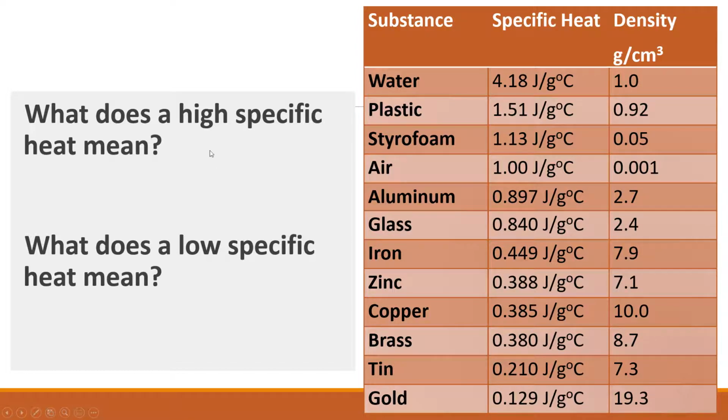So a high specific heat just means it takes, pound for pound, more energy to heat that up or cool it off. A low specific heat means pound for pound, it doesn't take as much energy. But the problem is the pound for pound thing, right? A pound of gold and a pound of styrofoam weigh the same, but a pound of gold is a very small amount, whereas a pound of styrofoam would take up a large amount of space.